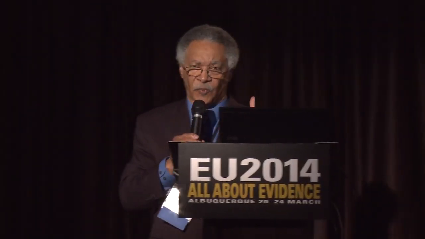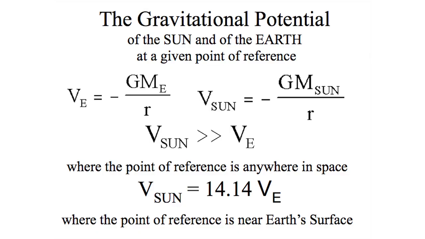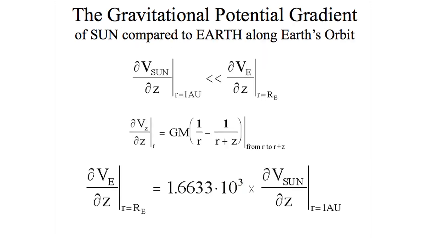But it's not the gravitational potential that we're concerned about. We are concerned about the gravitational gradient. The gravitational gradient is the key here. So let's take a look at the next slide. If you note the gravitational potential of the sun and the Earth, at any given point in space the sun always wins over. But the gravitational potential gradient is a different story. The gravitational potential of the sun, V sun, is approximately 14.14 times that of the gravitational potential of the Earth. That's key. Keep that in mind.